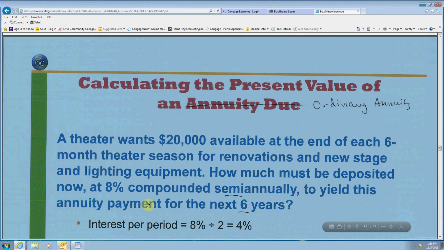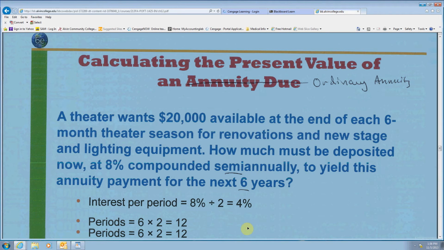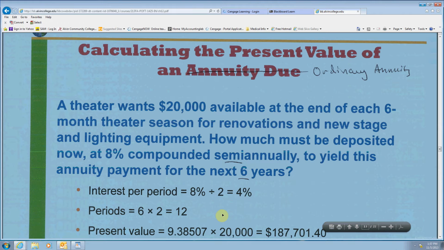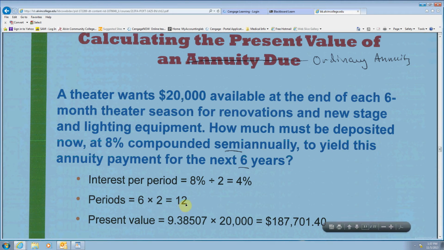Your interest per period: it was 8%, semi-annually, so that's twice a year, so it would be 4% for each of the pay periods. We have 6 years, and it's twice a year, so it would be a total of 12 payment periods. So we would look for the factor at 4% and 12 periods, and you'd have 9.38507 from the present value table times the payment, $20,000 that we want. So we would have $187,701.40 in that 6-year period by making that $20,000 payment.